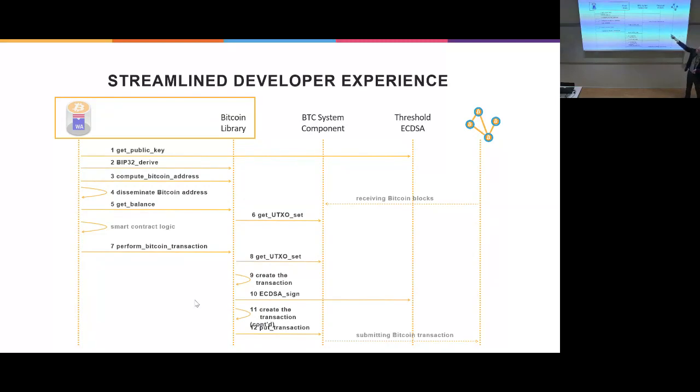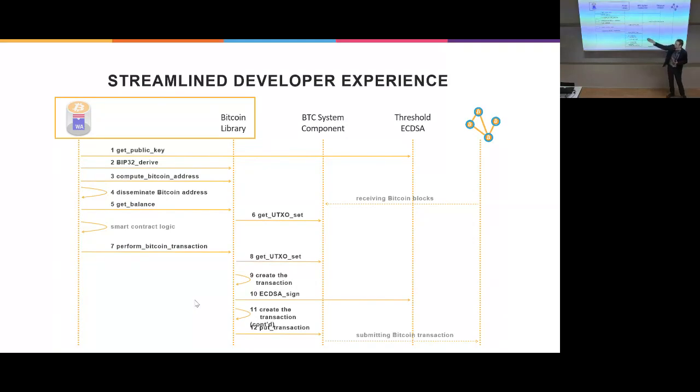Then let's say some user wants to buy an NFT and makes a Bitcoin transaction on the Bitcoin blockchain. The block is at some point being pulled in. In step 5, we can then make a query whether the balance is already there. This is done by the library. The library would make a get UTXO set query to the BTC system component and compute the balance for us. And if the balance is okay, we can have some smart contract logic which would transfer the NFT to the buyer. And then in step 7, we would need to transfer the price that was paid for the NFT to the seller of the NFT.